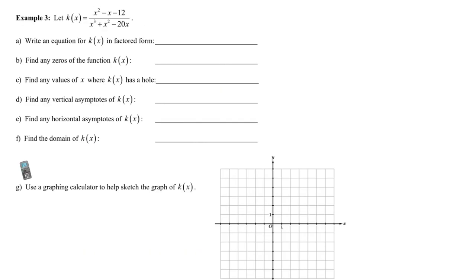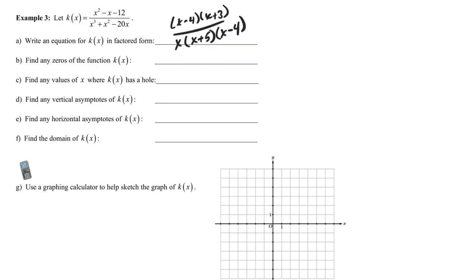All right, let's try it again. Let's go ahead and factor. So we have x minus 4 and x plus 3 on the numerator. We got to take the x out of the denominator, and let's see what we got there. Let's go x plus 5 and x minus 4.